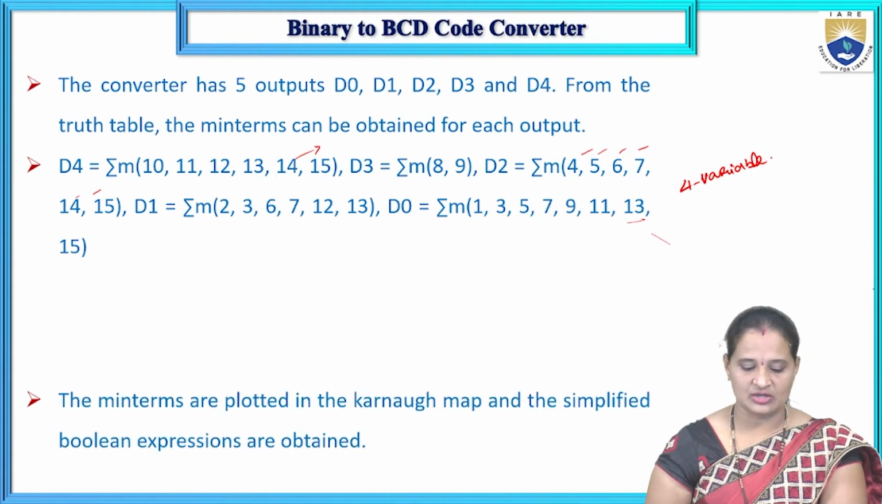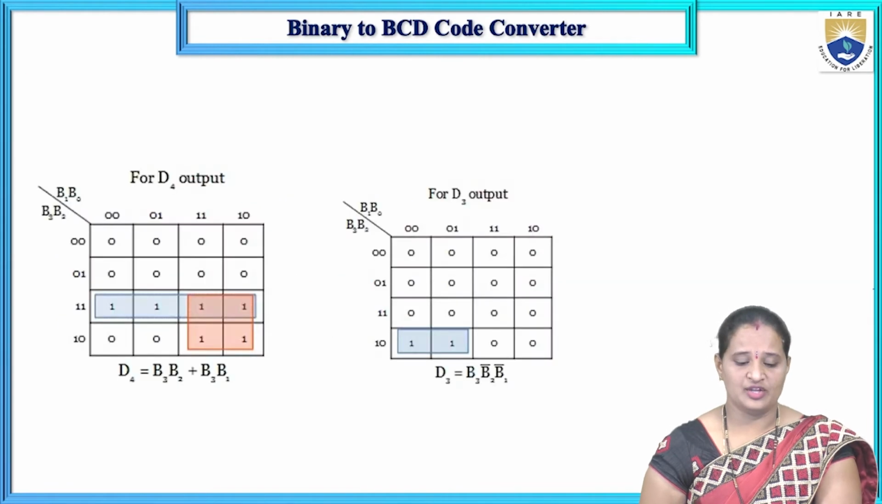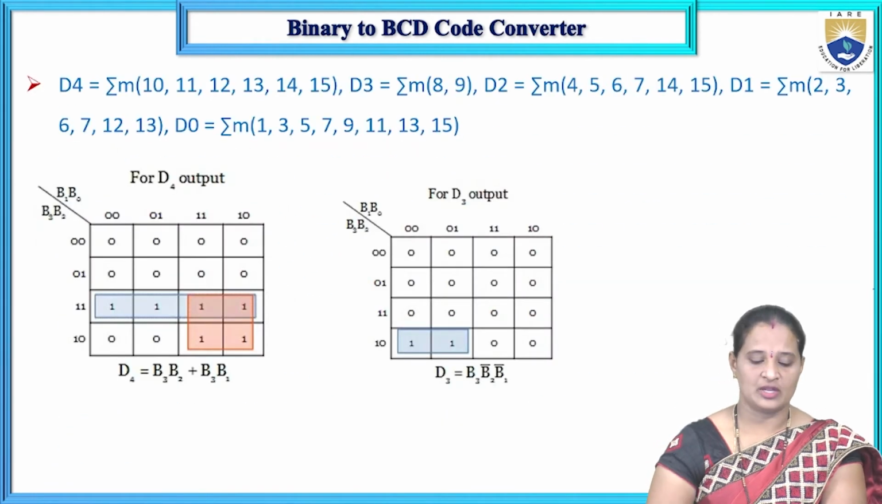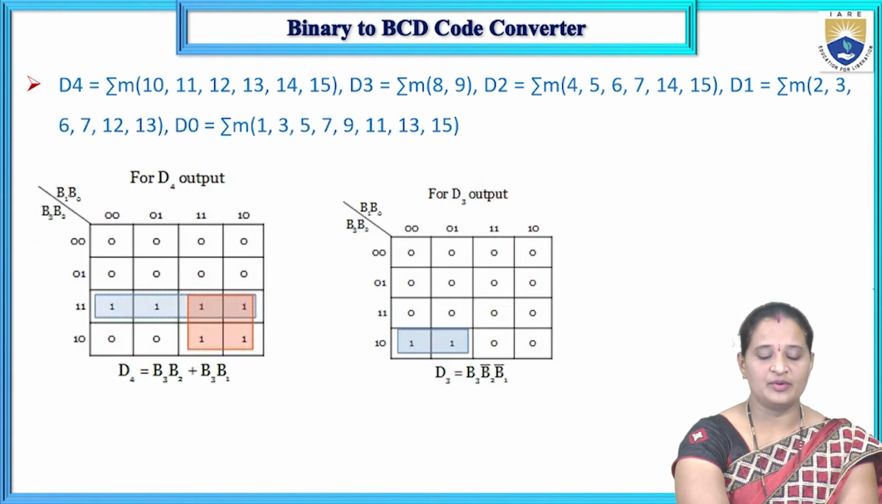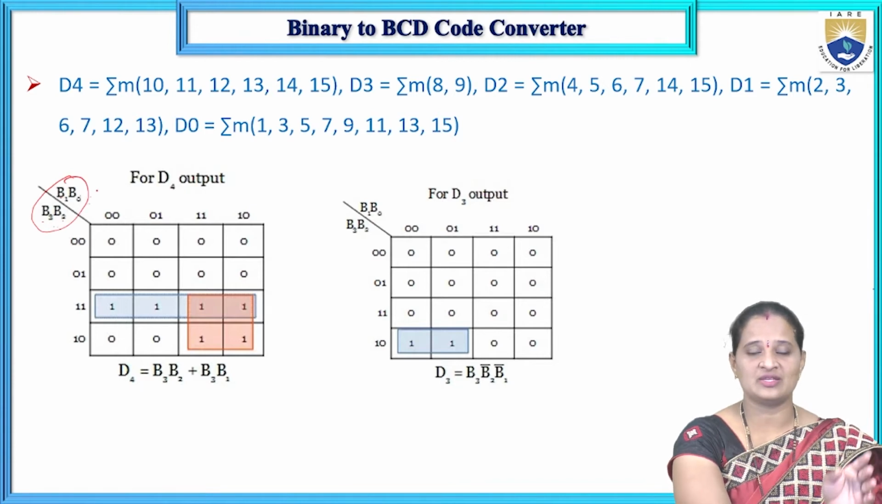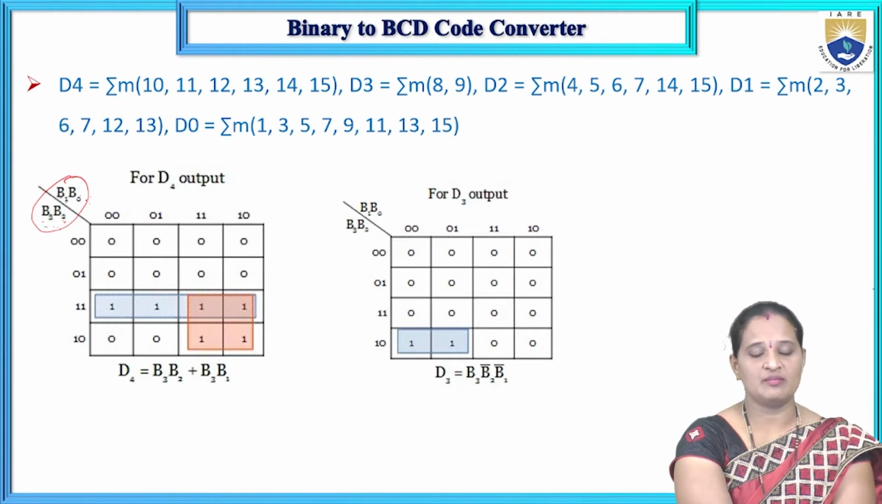So now let us draw the K-map individually for each and every output. So the first K-map is D4. Here it is a 4 variable K-map I am taking. The input variables we have represented as B3, B2, B1, B0. As you all know, this order should be the same as the order which we have followed in the truth table. So B3, B2, B1, B0. So 00, 01, 11, 10 and 00, 01, 11, 10. This is a 4 variable K-map.